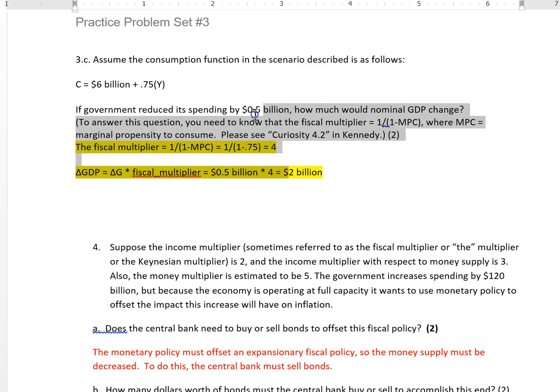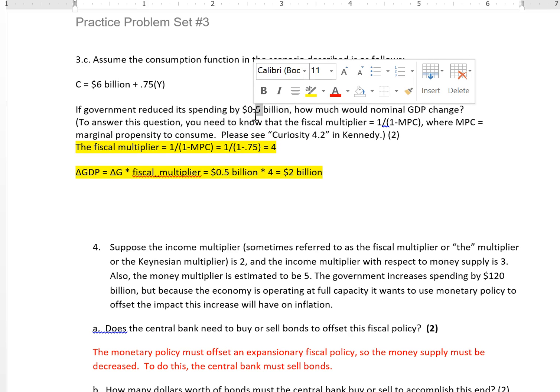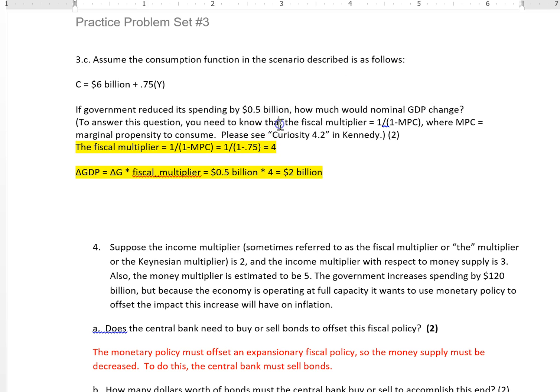Not a half a billion, which is the reduction of government spending. It is going to shift by more than that, because once the government reduces its spending by half a billion, it's going to cause a fall of income for some people because the government is spending less, and that means they're going to spend less, which is going to cause a fall in income for other people, and this is going to reduce spending multiple times by a factor of 4, and that's how much demand will shift to the left.